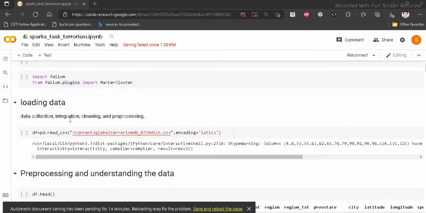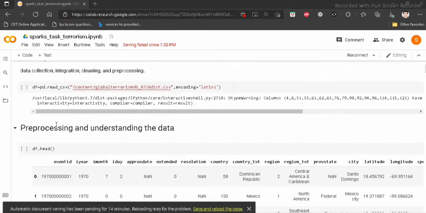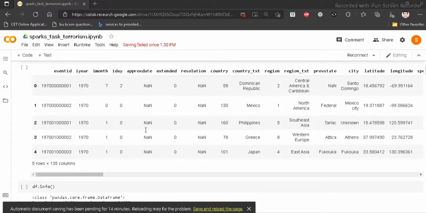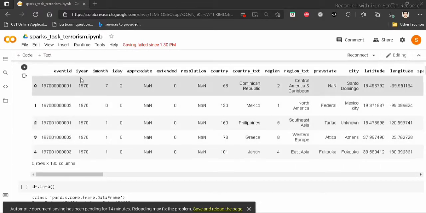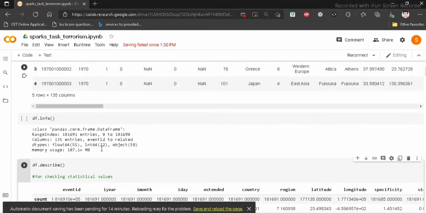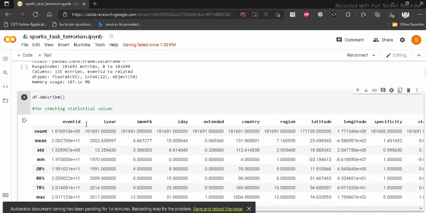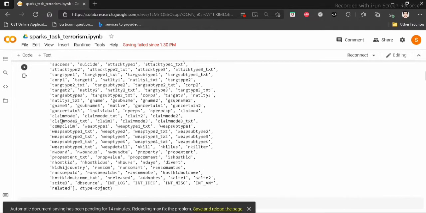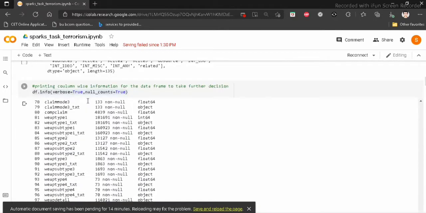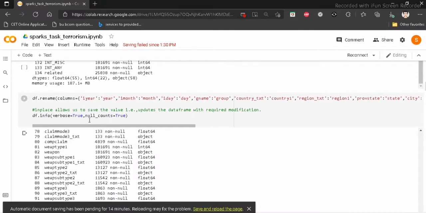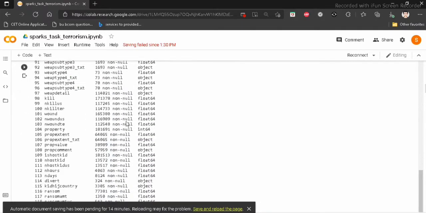Next, I have loaded the data, which includes data collection, integration, cleaning and pre-processing. Pre-processing and understanding of the data begins here. I have tried to explore the dataset in every possible way. Here I have seen all of the columns present in the dataset. Then I have used different functions like describe, column values, data types of the columns, correlations, etc. I have renamed a few of the columns as per my convenience.